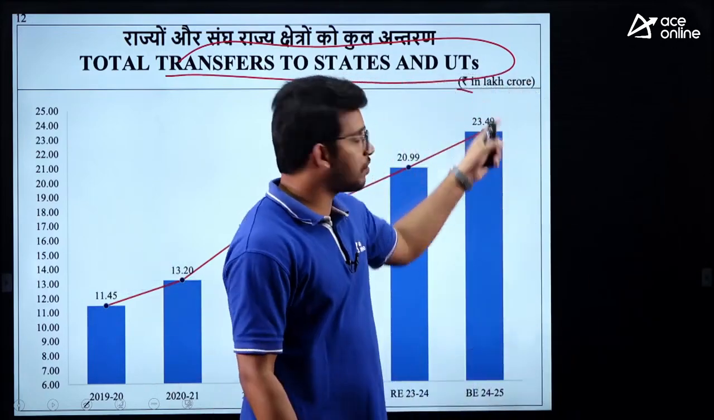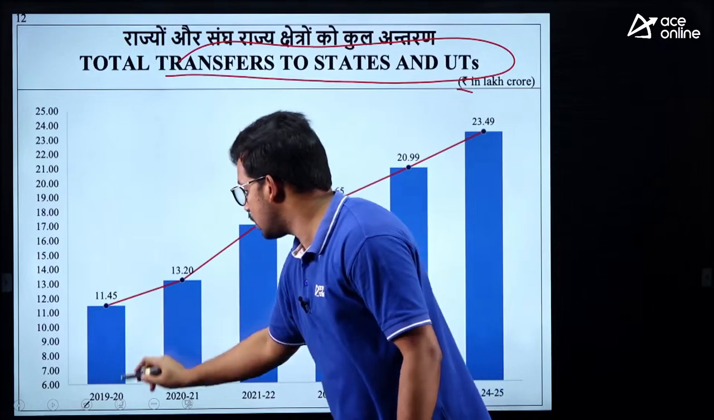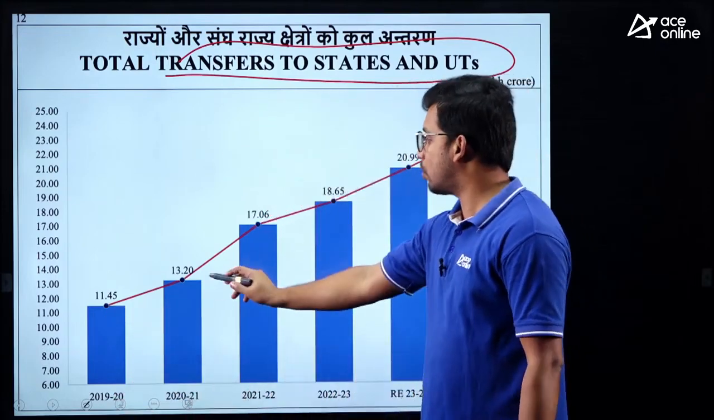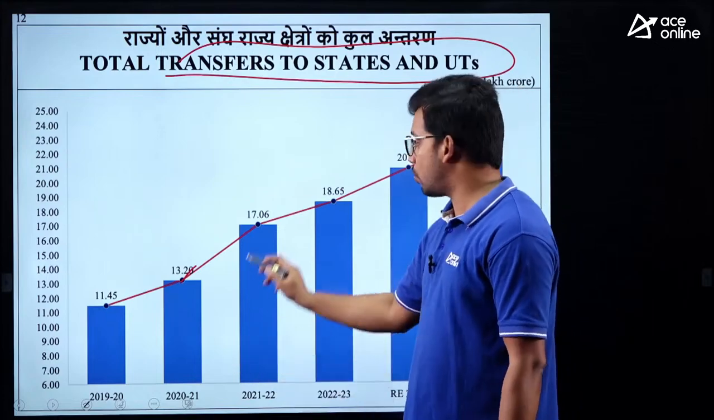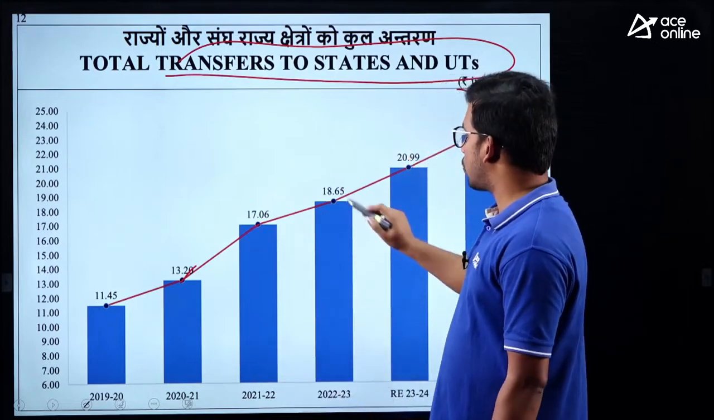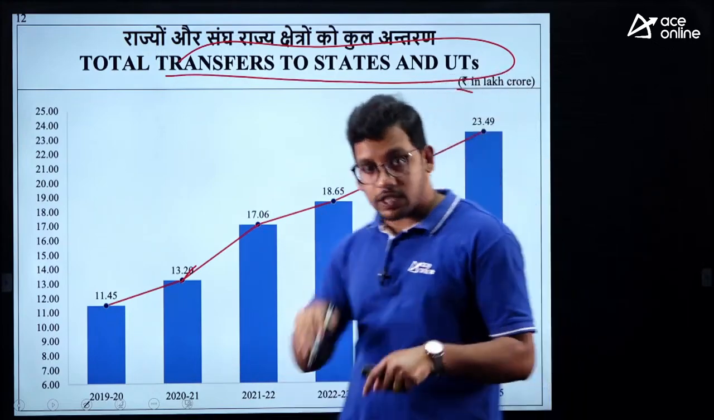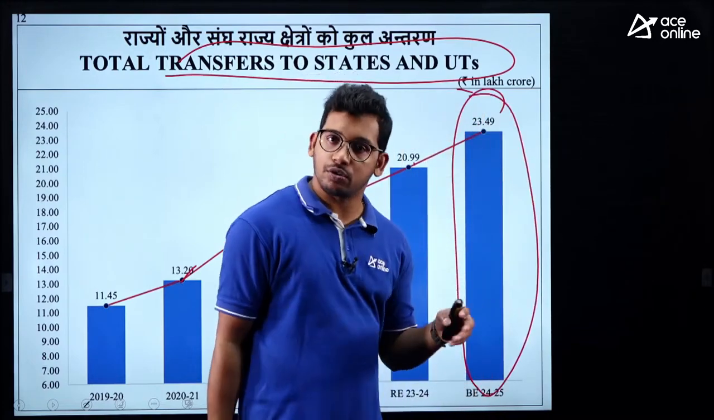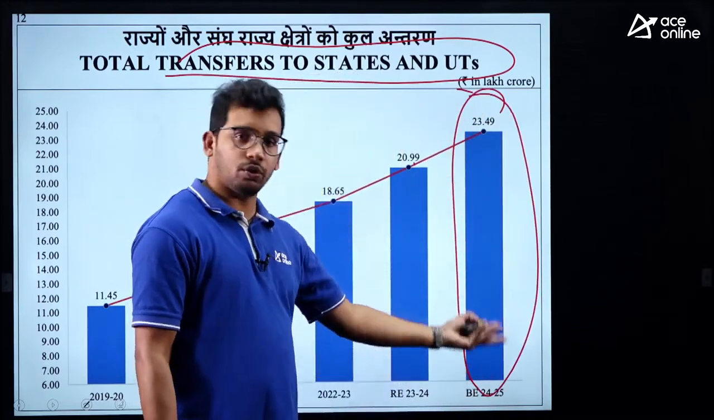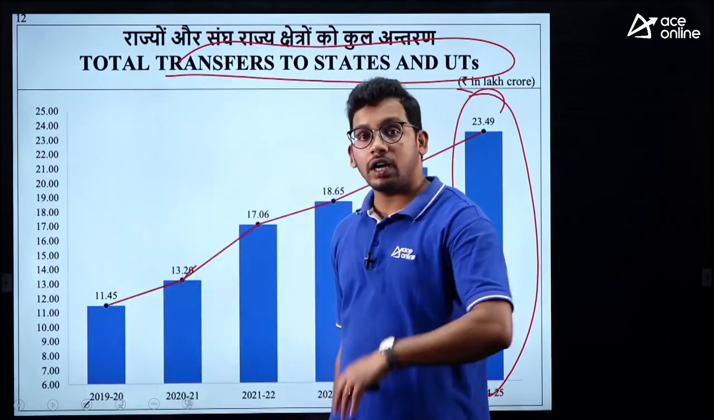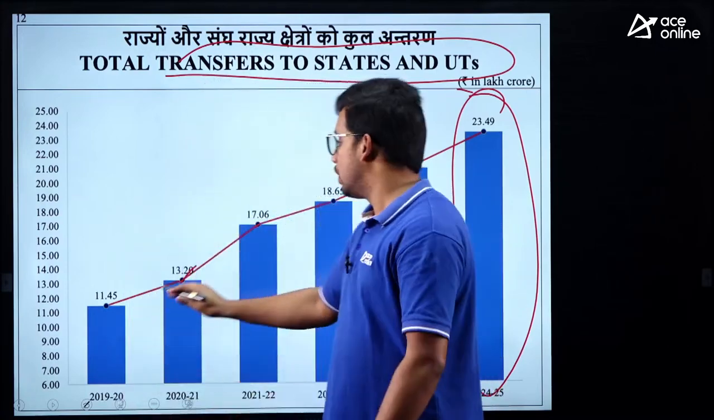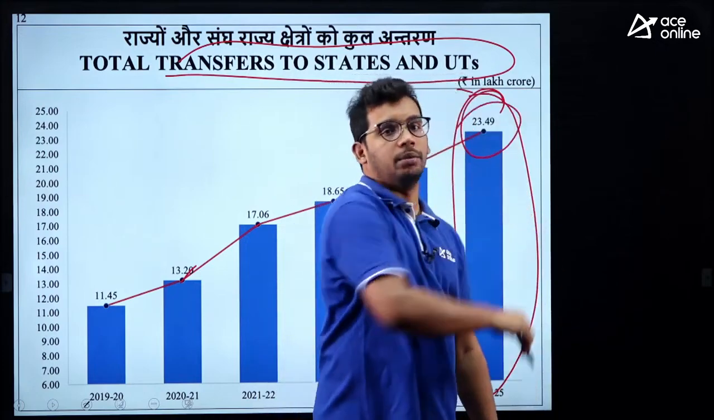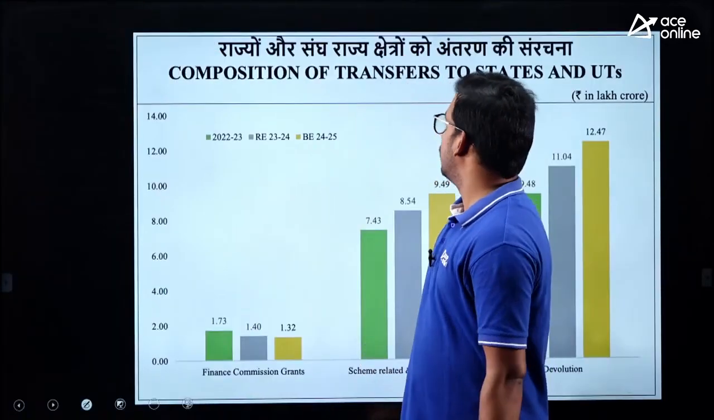Now this is devolution of money by the center to the states, the total transfer that the central government is giving to the states and union territories, right. In terms of lakh crores, it was consistently increasing. In 2019-20 they gave 11.45 lakh crore, then 13.20 lakh crore, 17.06 lakh crore, 18.65. This year the central government is going to give 23.49 lakh crores to the states. So what the central government gives to the states is consistently increasing. This trend and this number are also important for us, right.